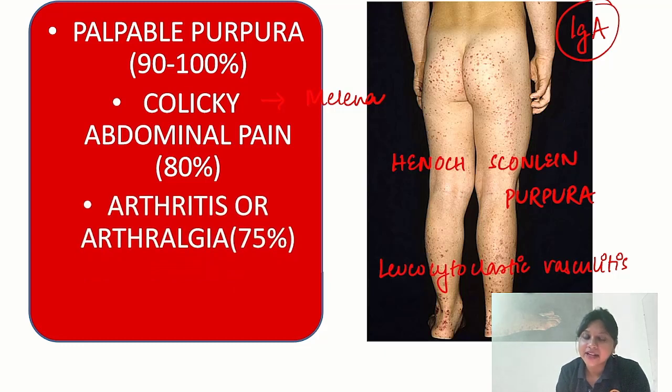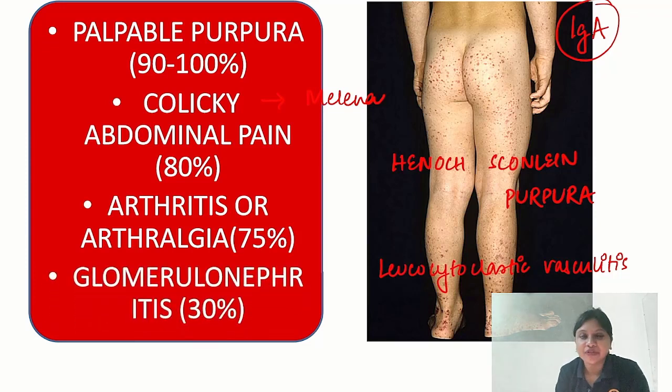Next is arthritis or arthralgia. So we know the differences between arthritis and arthralgia. Arthralgia means pain in the joint, whereas in arthritis there are signs of inflammation in the joint. And the last is glomerulonephritis. Usually we get proteinuria with or without hematuria. That is known as HSP nephritis.